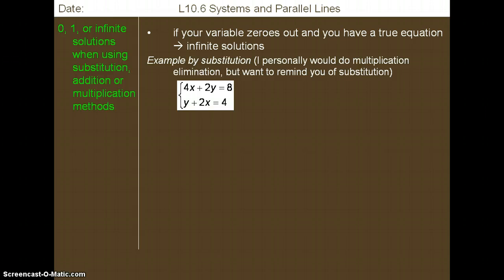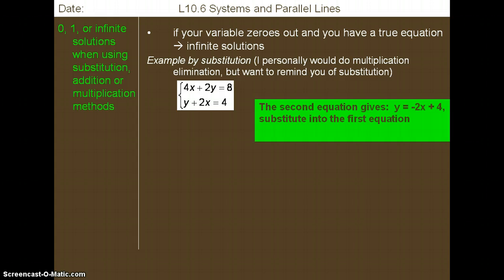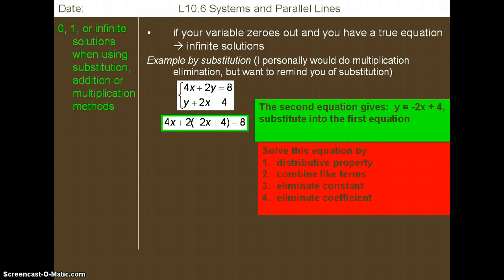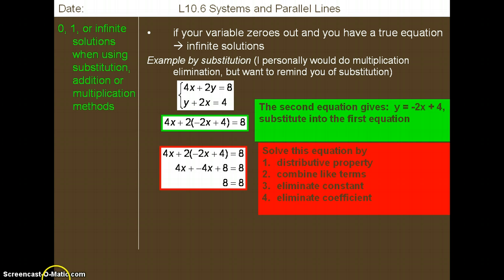This is an example by substitution. I personally would do multiplication elimination, but want to remind you what substitution looks like. The second equation gives us the fact that y equals -2x plus 4. This can be substituted into the first equation. I can solve this equation in a few different steps. First, I would do the distributive property, giving me 4x plus -4x plus 8. I would then combine like terms where x is 0 out, and I would be left with 8 equals 8.